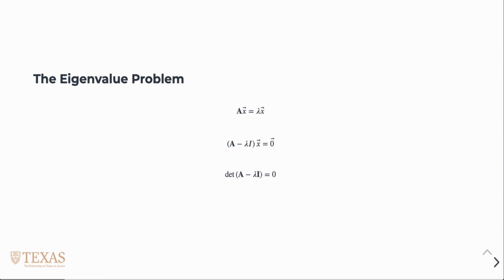And when we solve the determinant of A minus lambda I, it gives us something called a characteristic equation, in which the roots of that equation give the values of lambda. So let's look at how we might be able to solve for this numerically.